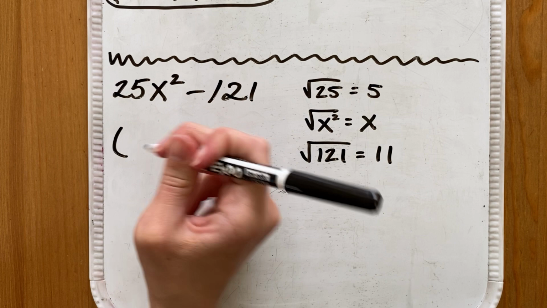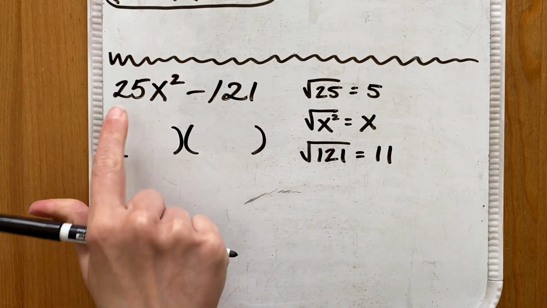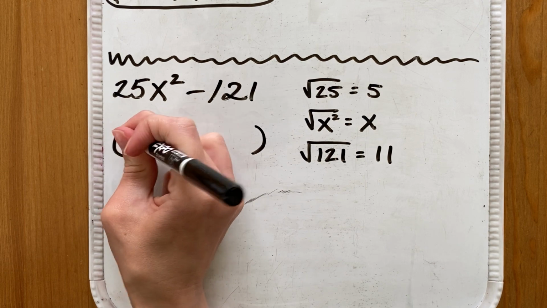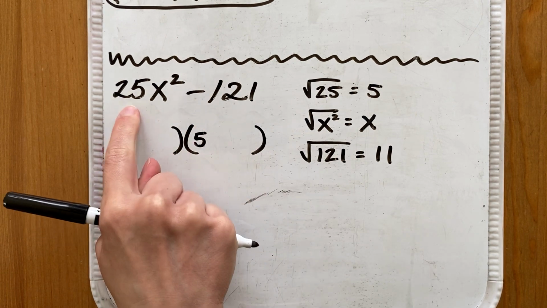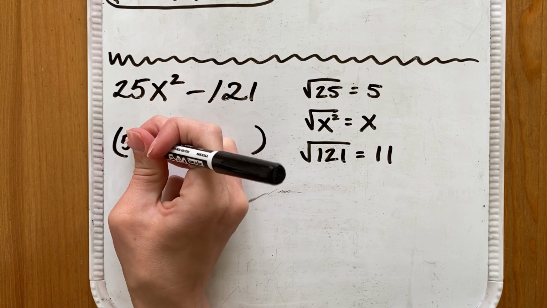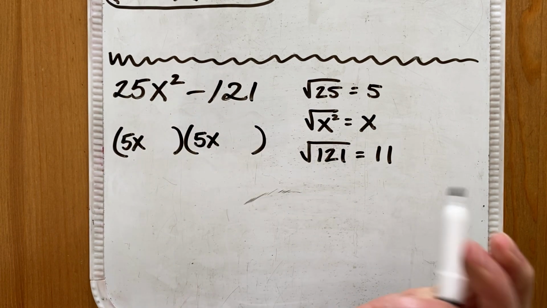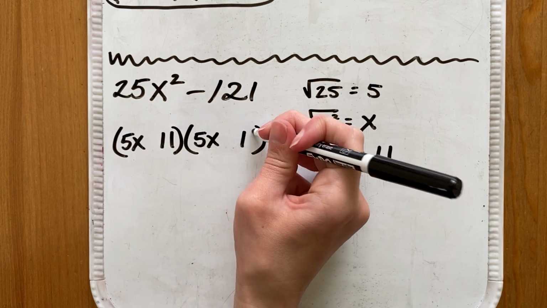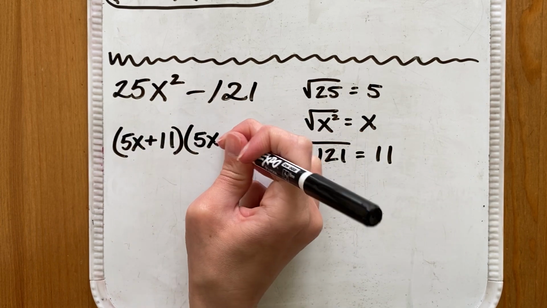So when I go to build my answer, 25 is all the way in the front, so that means 5 is going to go all the way in the front. Connected to 25 is the x squared, so that means x will be connected to 5. And when I square root 121, we'll put the 11 in the back, and we'll still keep the 1 plus 1 minus idea.